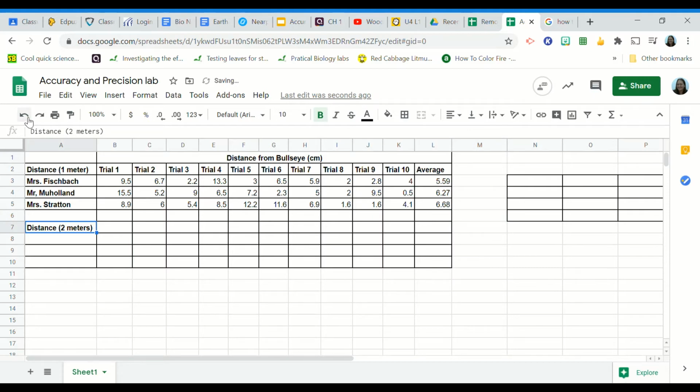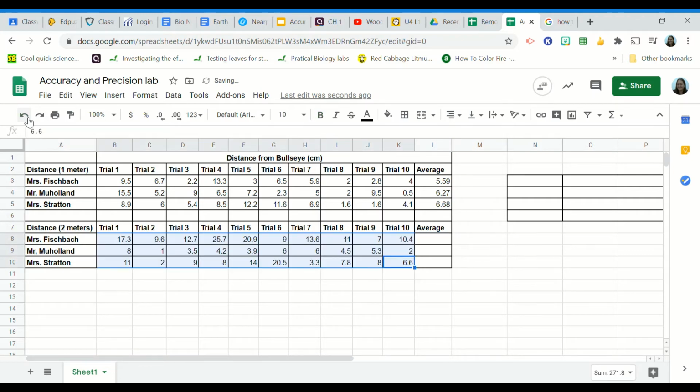Then it reads, we switched partners and got everybody's data. Then we're going to work on part B, which is the distance of 2 meters away from the bullseye. Again, we're going to put our 10 trials in there. We're going to have our 3 participants. We're going to have our average, and we're going to get our data. And then our averages again. And again, I used a function to calculate my averages over here. So this is all of the data that we need, and I allowed Google Sheets to do the figuring for me.